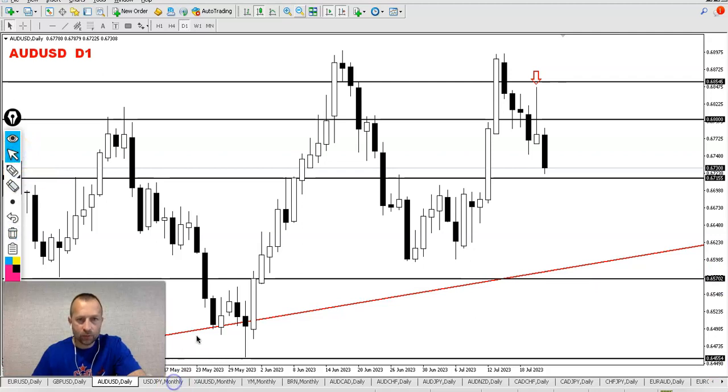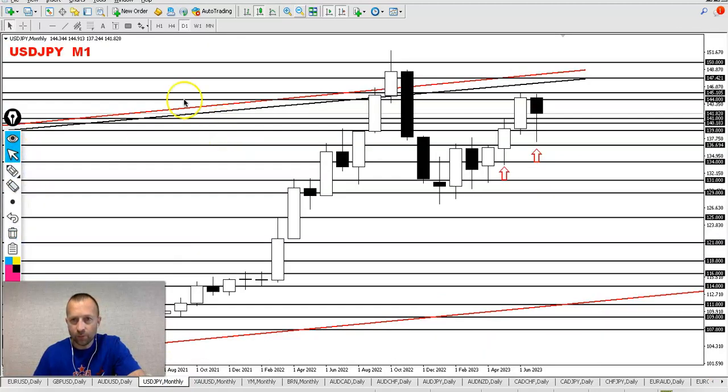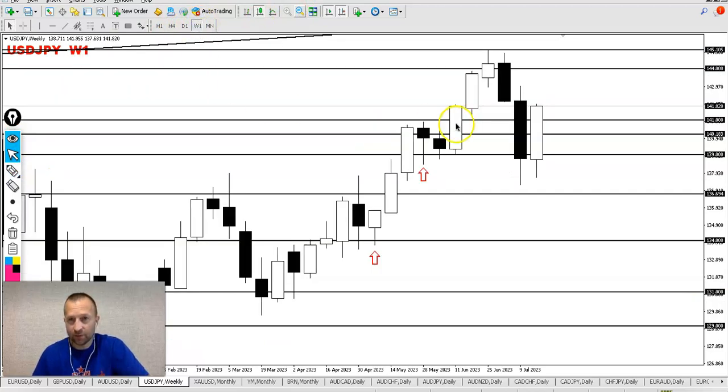Okay, let's move on, guys. USDJPY doing well. On the monthly, you can see last month was good. This month it was a correction, but now you can see we already have a potential pin bar reversal signal. It's still forming, work in progress, but looks good, looks promising.